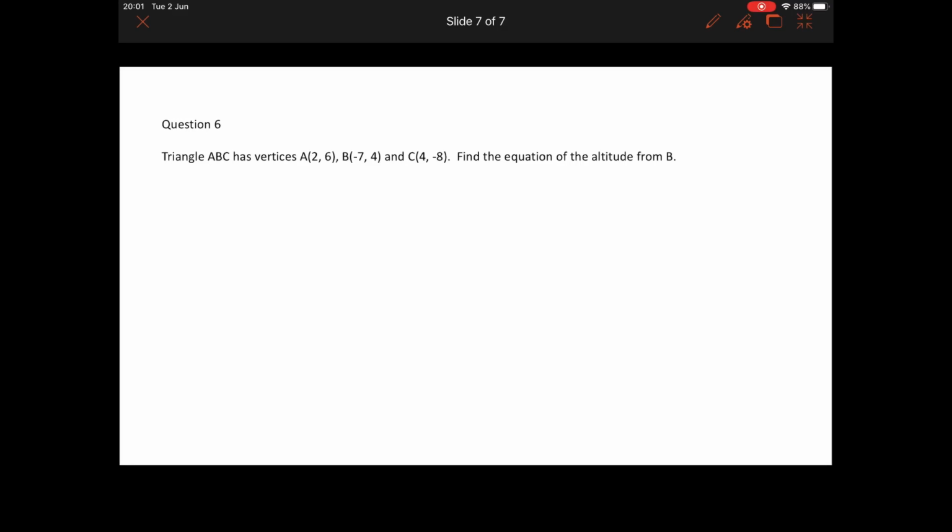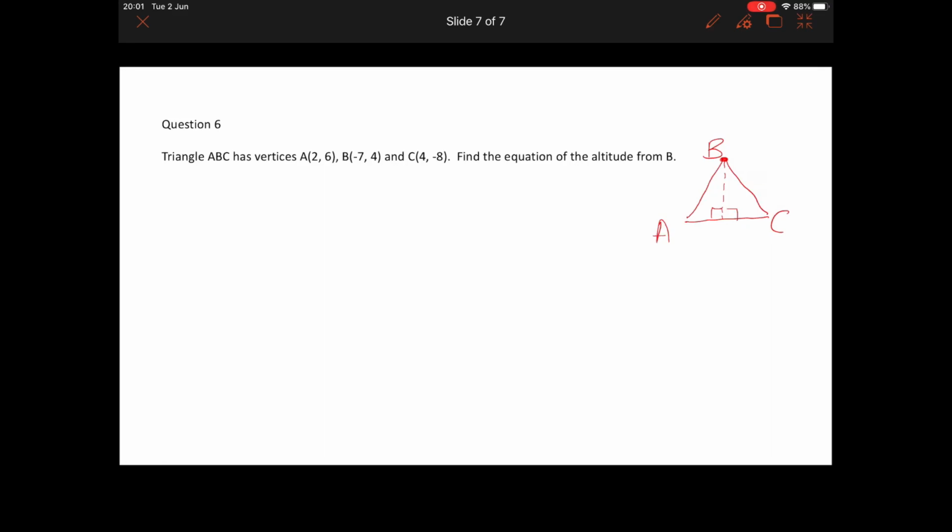Question 6 is the exact same triangle as question 5, but it's now asking us to find the equation of the altitude from B. So again, we're just going to do a rough sketch. This time I'm just going to label them A, B and C. I'm not going to bother putting my coordinates in, I'm just going to refer back to them. We're looking at the equation of the altitude from B. Altitude from B means it starts at B and goes straight down to meet AC at a 90-degree angle.